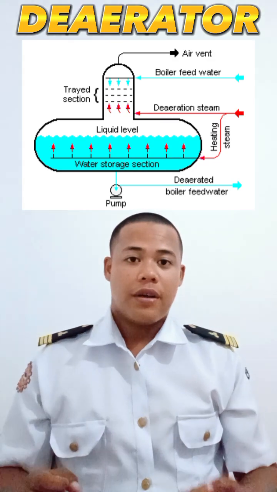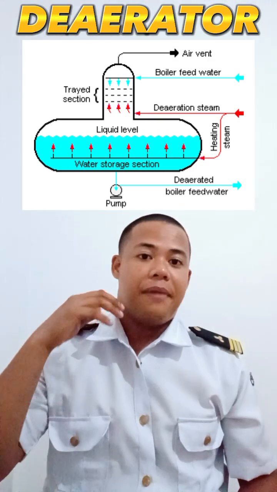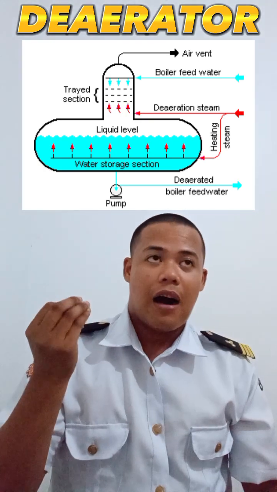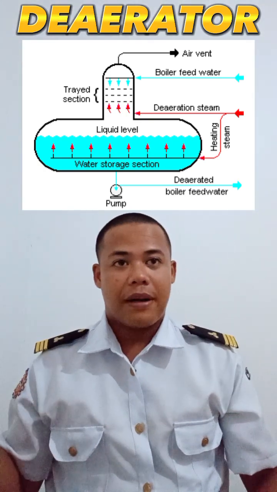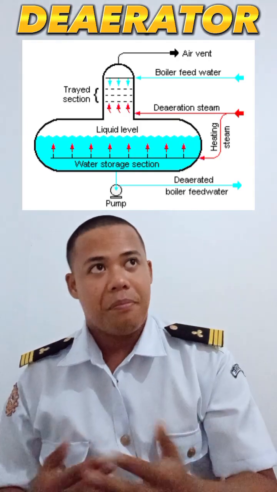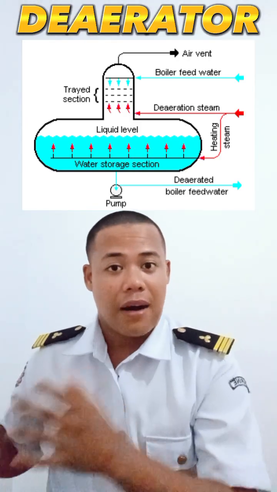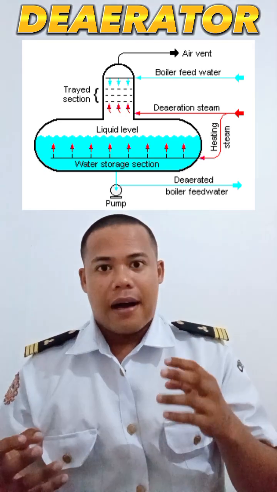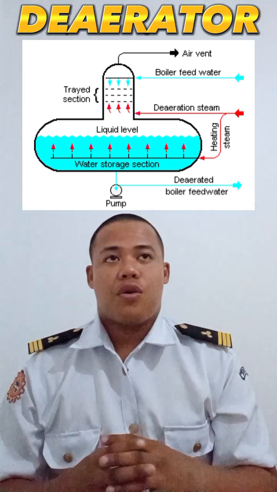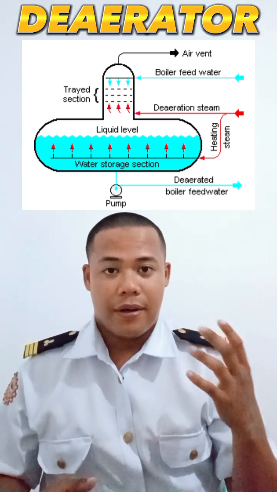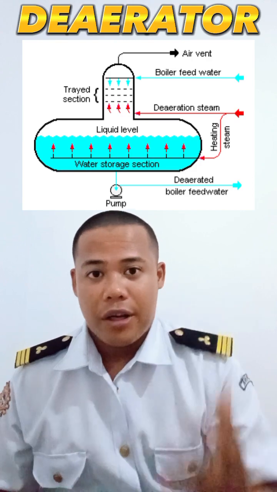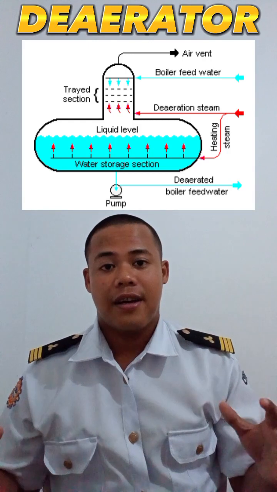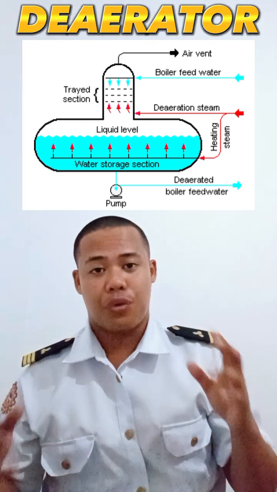This causes the air to superheat once it is heated up, and it is released through the air vent to the atmosphere. This is to prevent the air from being absorbed back into the water, because if the air is not removed, it may cause corrosion or harm our boiler, since this air contains oxygen and carbon dioxide that are prone to cause corrosion.